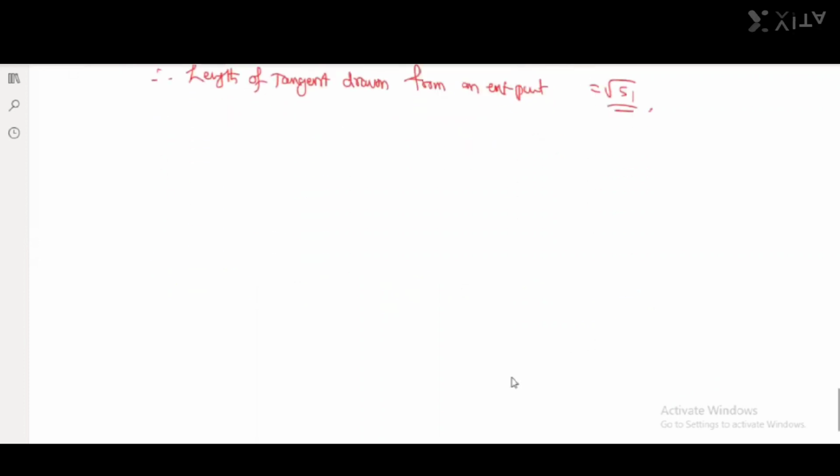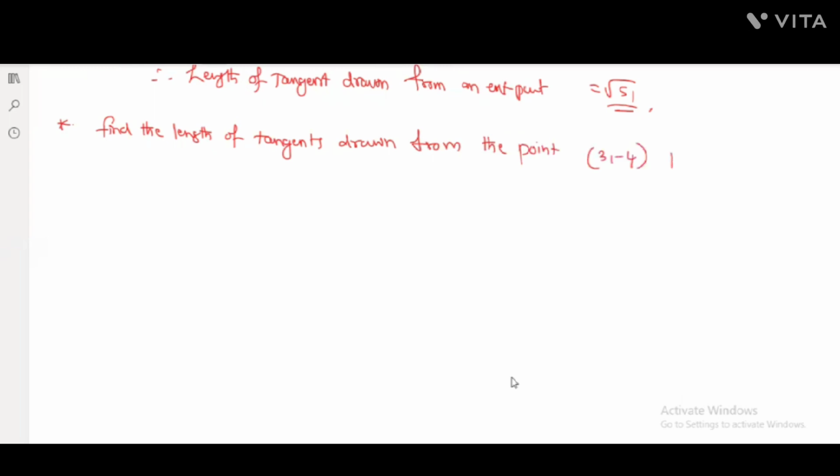Let's see the question. So the question is, find the length of tangents drawn from the point (3, minus 4) to the circle 2x square plus 2y square minus 7x minus 9y minus 13 is equal to 0.